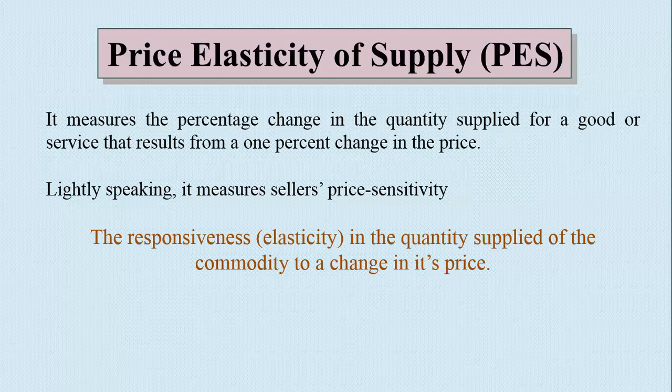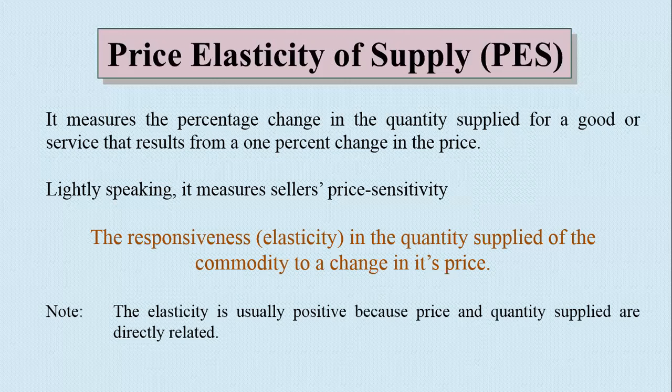Responsiveness in the quantity supplied of a commodity to a change in its price is also known as the price elasticity of supply. And we must know that there is a direct relationship between the price and the quantity supplied. That is the reason price elasticity of supply must be positive.